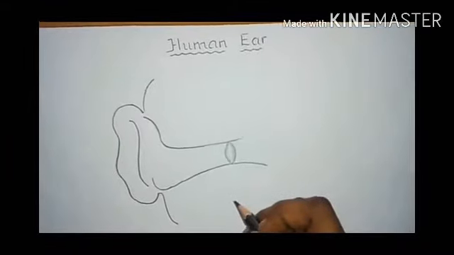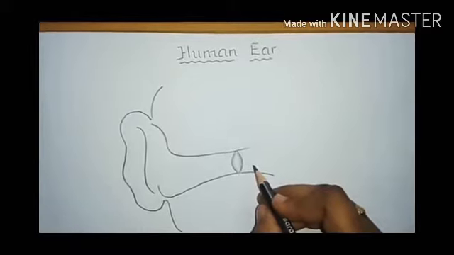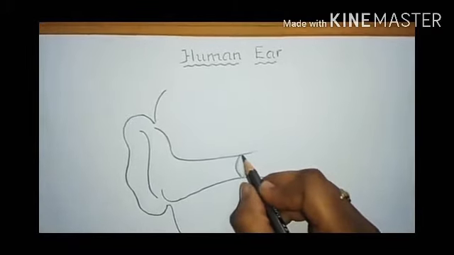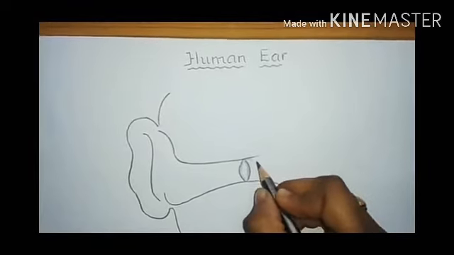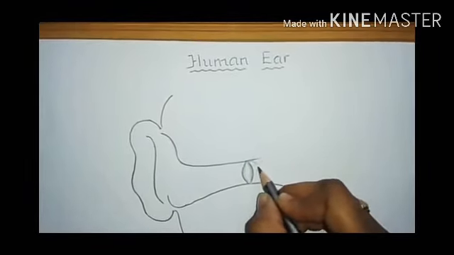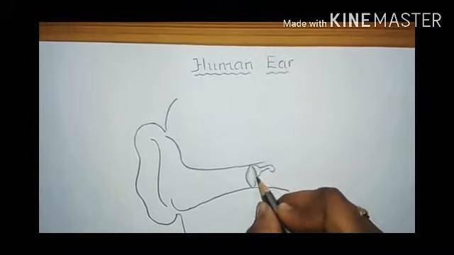Now let us draw the second important part of the ear, that is the middle ear. It consists of three small bones. The first one is malleus. It is also called suttige in Kannada. It is just like a hammer. So draw a structure which looks like a hammer.